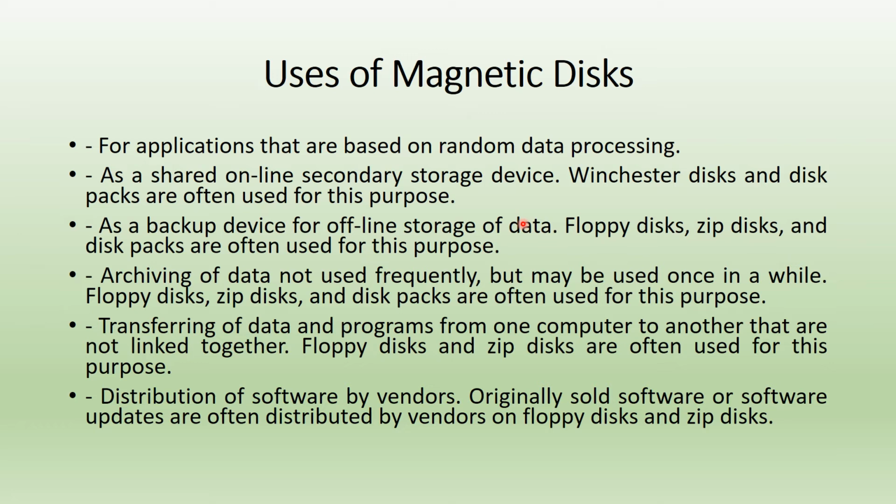The next one is distribution of software by vendors. Originally sold software or software updates are often distributed by vendors on floppy disks and diskettes. But this is already past. This is the old-fashioned way. Nowadays, as I mentioned, technology is advancing, and software comes in CD-ROMs or DVD-ROMs, depending on the size. For example, let's say you decide to buy NOD32, which is an antivirus. In the past, when you bought it, it could come on a floppy disk. But nowadays you don't really have to buy it that way.